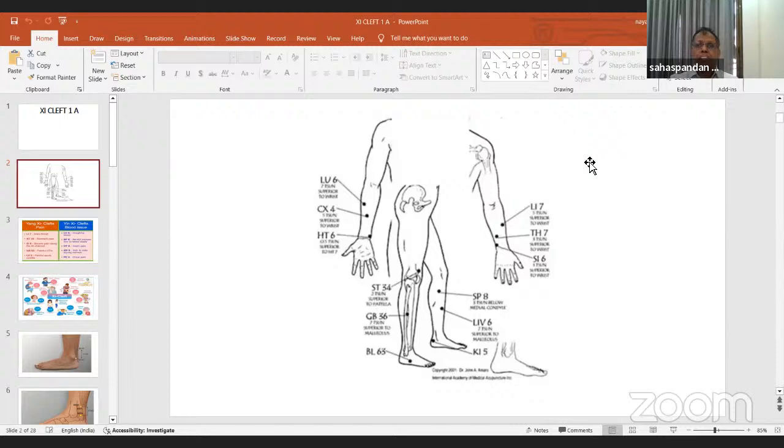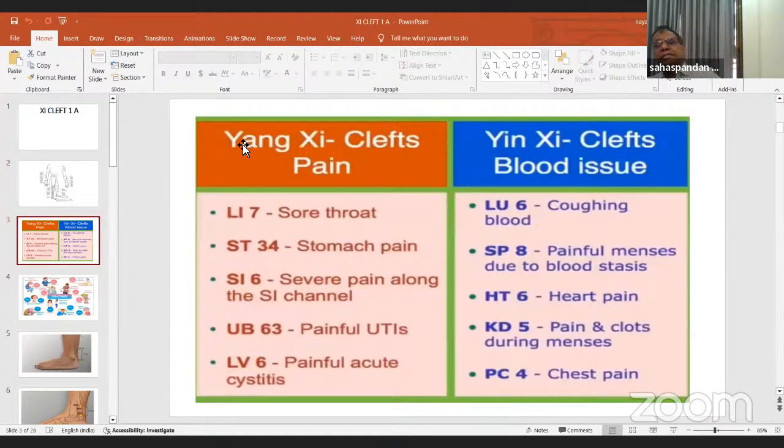Okay. These are the yang Xi-Cleft points and yin Xi-Cleft points. The yang Xi-Cleft point helps to relieve pain. So any pain in the yang meridian, this Xi-Cleft point stops the pain. And the yin Xi-Cleft point is related to blood issues.